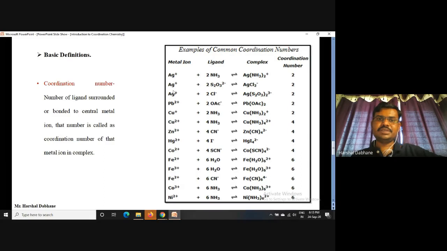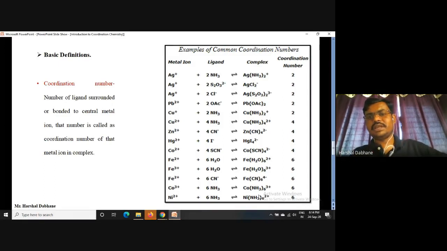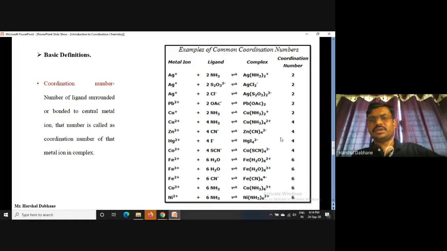That is Ag positive, then Pb positive, Cu, Zn, Hg, Co, that is cobalt. Okay, Fe, then here. So here the same metal will be present in different oxidation states. Okay, and when they are reacted with a ligand, they can form a variety of complexes here. So I will explain what we mean by the coordination number.